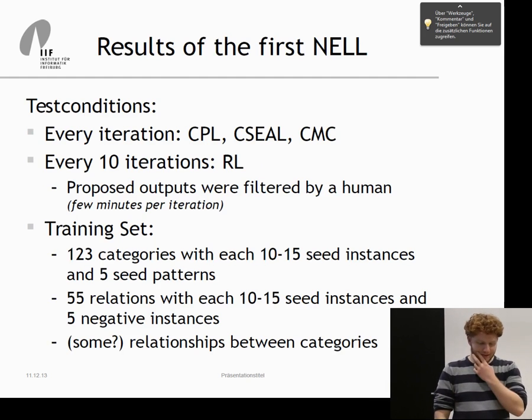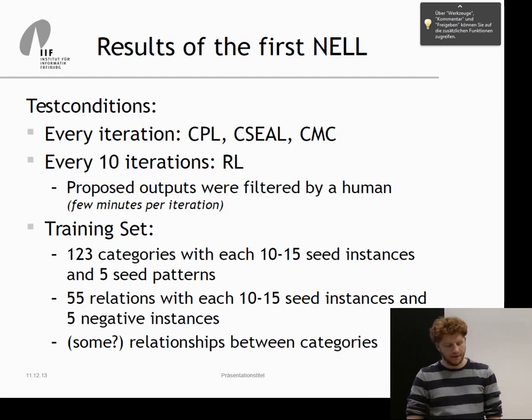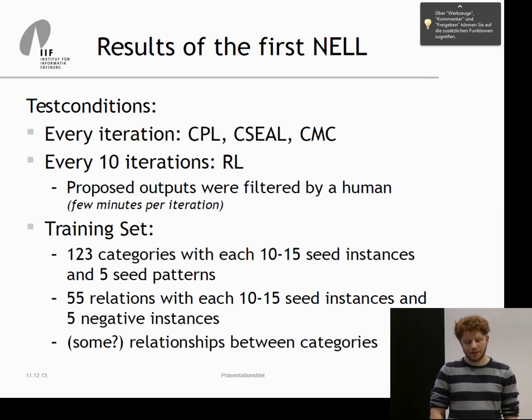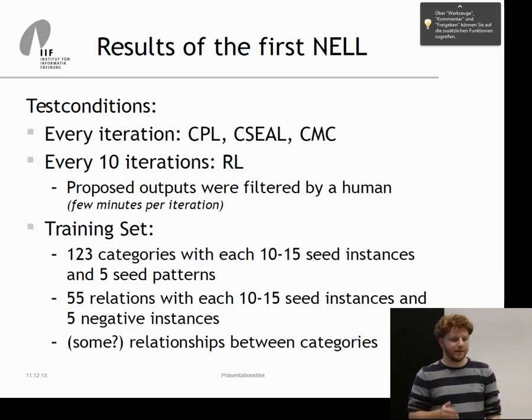NELL was tested with special test conditions. The first version had in each iteration just 3 of the 4 subsystems, CPL and CCL, as we saw, and CMC is another subsystem. And only every 10th iteration was the rule learner, sorry, relation learner used, which tests for special relations. And in these test results, the proposed outputs were filtered by humans a few minutes per iteration, which I think distorts the results. So we can't see what happens if the system works completely autonomously.